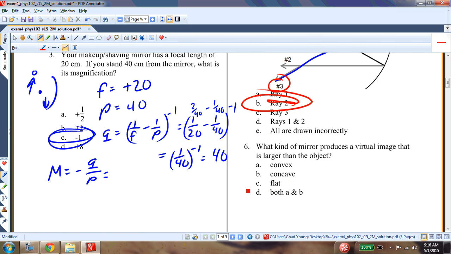What kind of mirror produces a virtual image that is larger than the object? That is a concave mirror. If I'm inside the focal point, it's my object, it's my image. It's like a shaving mirror. So number 6 is B.